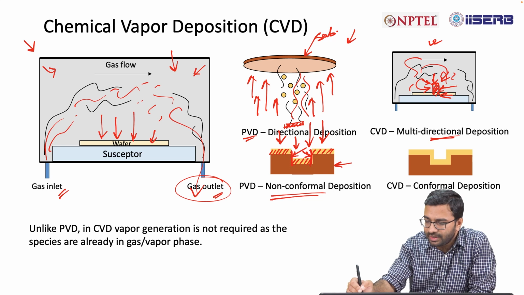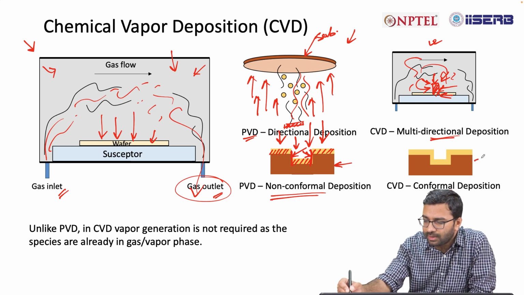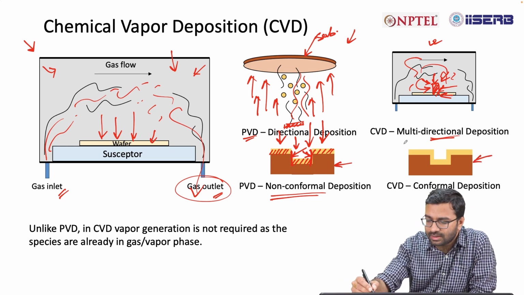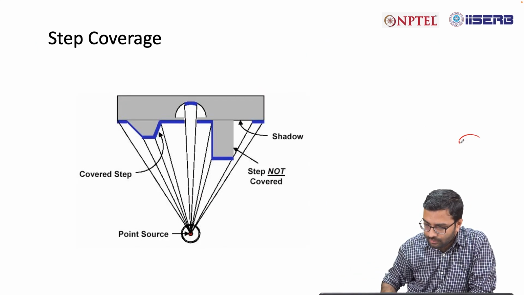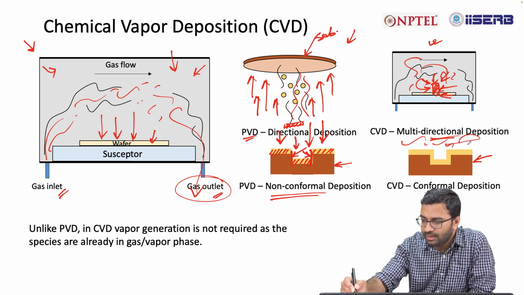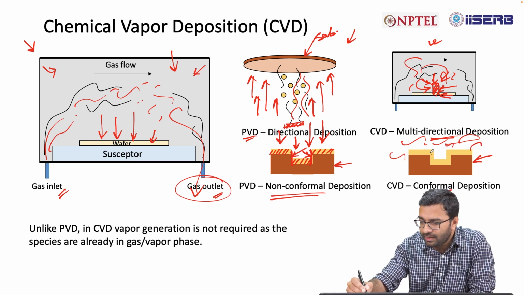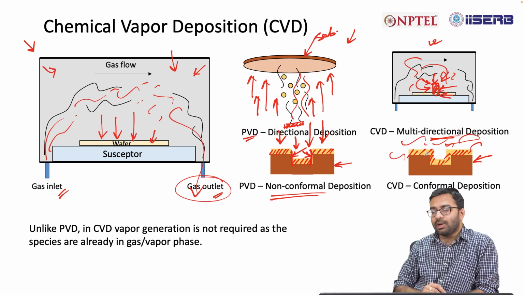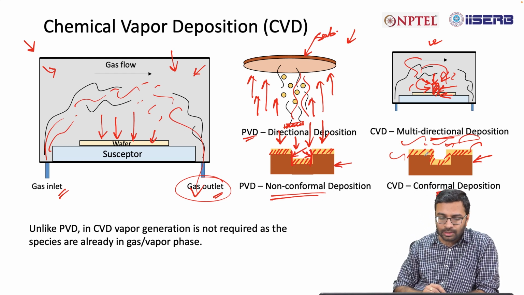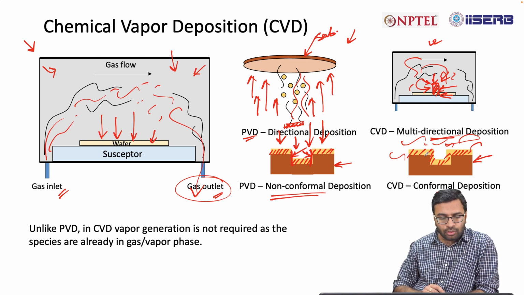That's why the deposition is non-conformal. However, in case of CVD, if you have a pattern substrate, gases are going everywhere and reacting, going in different directions and reacting, so you will find that in all directions the depositions are taking place. So it's like a conformal deposition. CVD will lead to a conformal deposition. However, in PVD the deposition will be non-conformal.